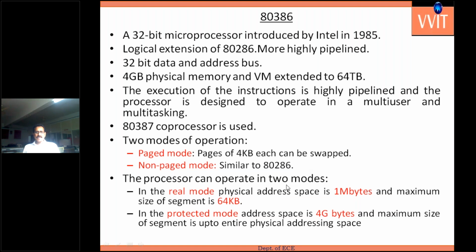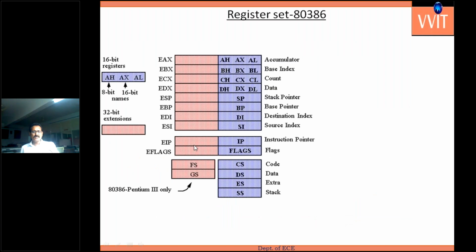The processor can operate in real mode and protected mode. In real mode, it accesses 1 megabyte. The maximum is 1 megabyte, and the minimum segment size is 64 kilobytes. In protected mode, the maximum size is 4 GB. Now this is very important from the examination point of view.